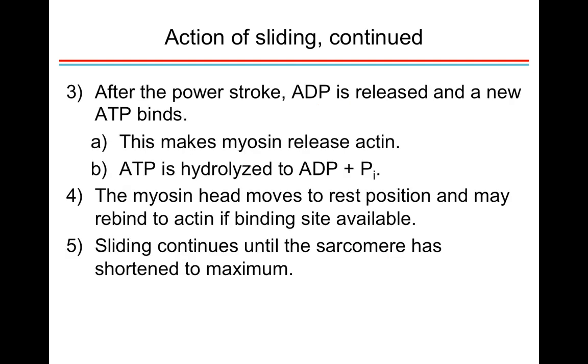So after the power stroke, ADP will be released, and then a new ATP can bind. However, when the ATP binds, the myosin head needs to let go of the actin. So basically, once ATP binds, the myosin head lets go of the actin, and then again we need ATP to be hydrolyzed to ADP and phosphate. And once this happens, the ADP and phosphate attached to the myosin head can now bind actin again and do another power stroke if needed.